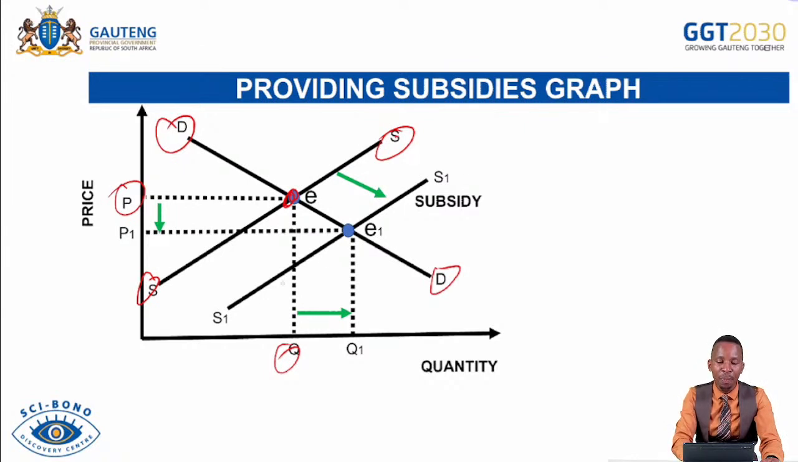Therefore, the supply will be increasing from SS to S1, which will be indicated by the increase in the quantity from Q to Q1. And then the price of the product will be declining from P to P1, corresponding to the law of supply.